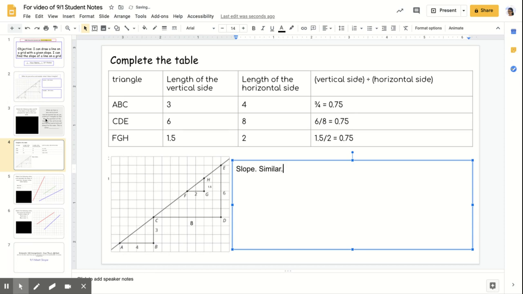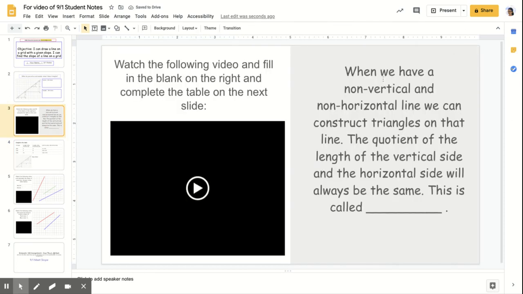So if we put it in fancy math words, when we have a non-vertical and non-horizontal line, we can construct triangles on that line. We had 3 given to us. The quotient of the length of the vertical side and the horizontal side will always be the same. This is called slope. We're going to be working on slope for the rest of the period.